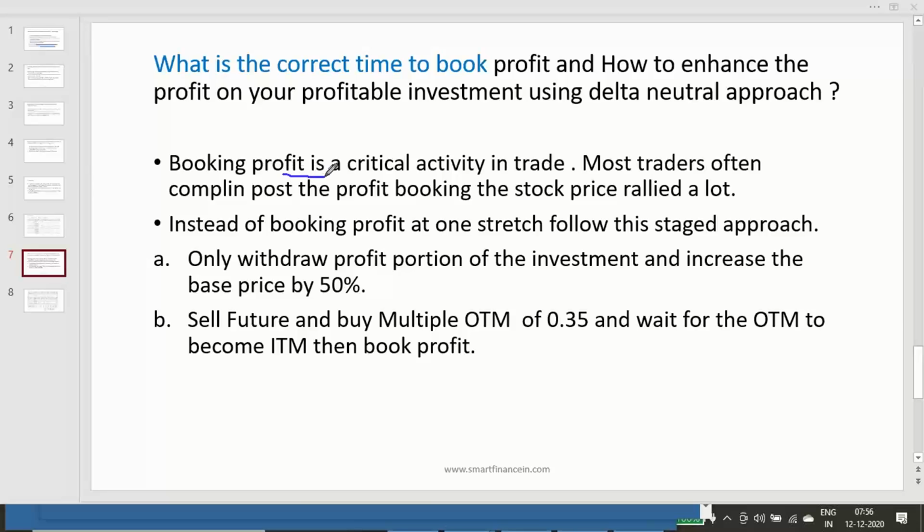So profit booking is also a critical activity. Many of you who interact with me through WhatsApp and other channels used to tell me, sir, I bought this stock at 400, I sold at 410, but post that the stock has gone to 600. Though I was holding for 1 year, I got only 10 rupees, but the moment I sold, it suddenly gained 50%.